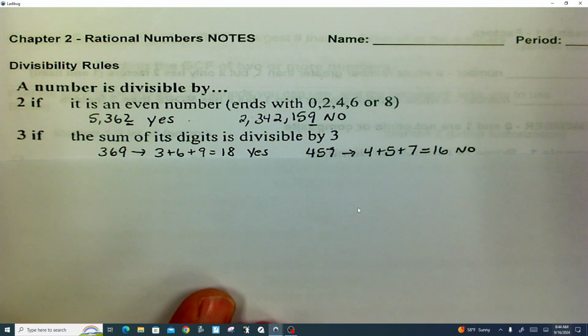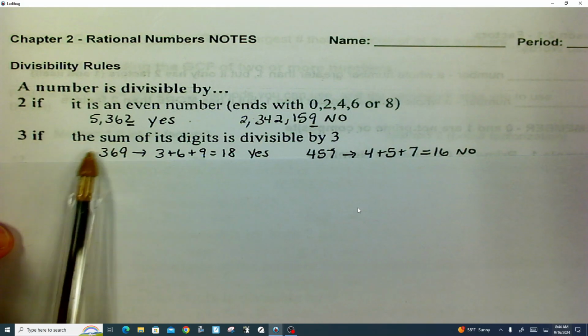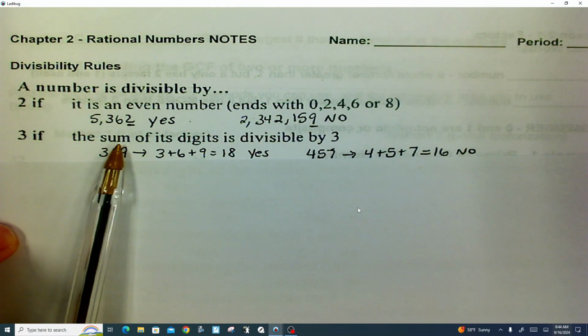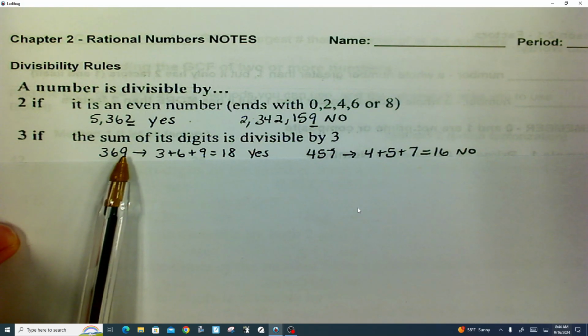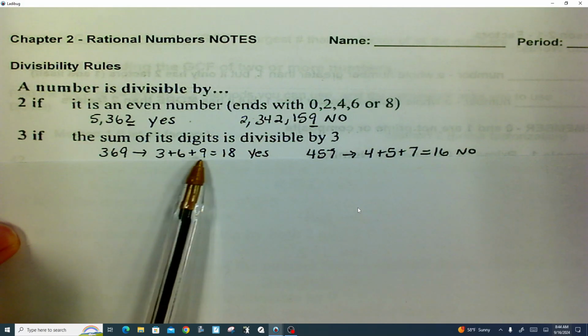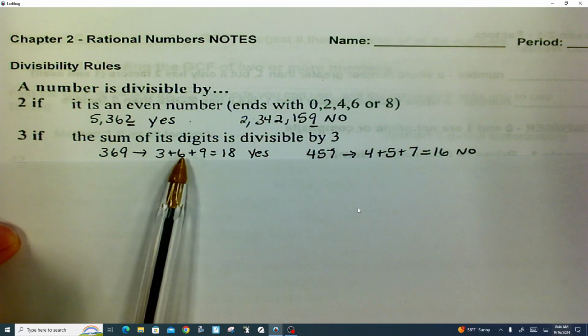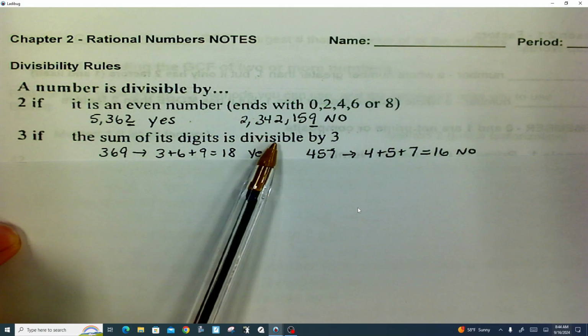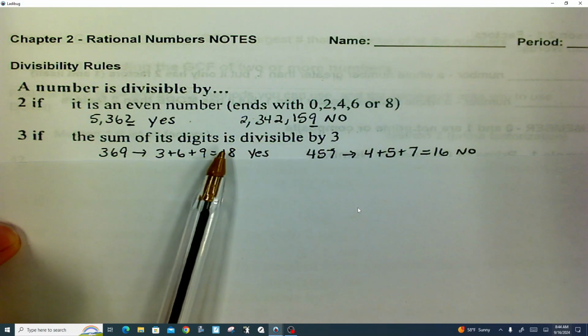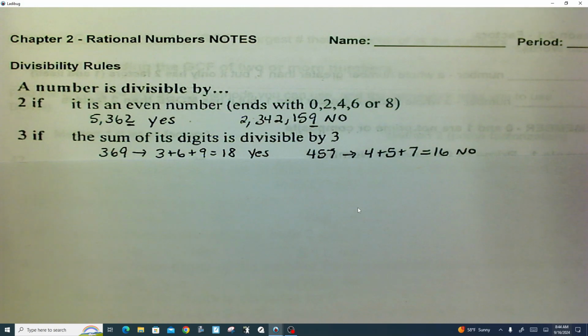Well, this one's got a rule that says the sum. What does the word sum mean? It means add. So here's a number, 369. Pull them apart and add them up. 3 plus 6 plus 9. See how we pulled these numbers apart? And we got 18. Can I divide 18, because we're saying that sum, is it divisible by 3? Can I divide 18 by 3? Yes or no? So that means 369 could be divided by 3.